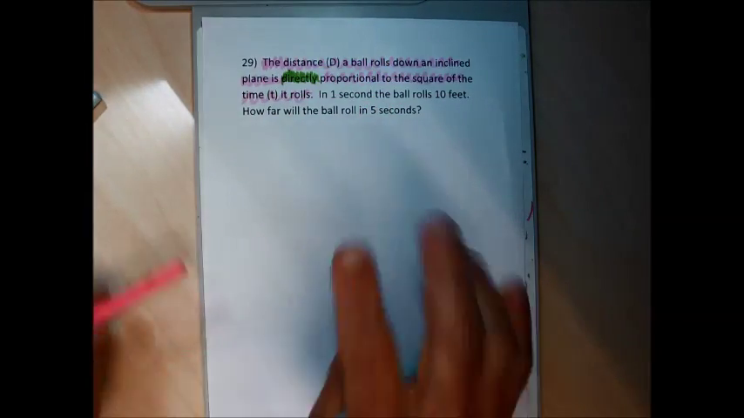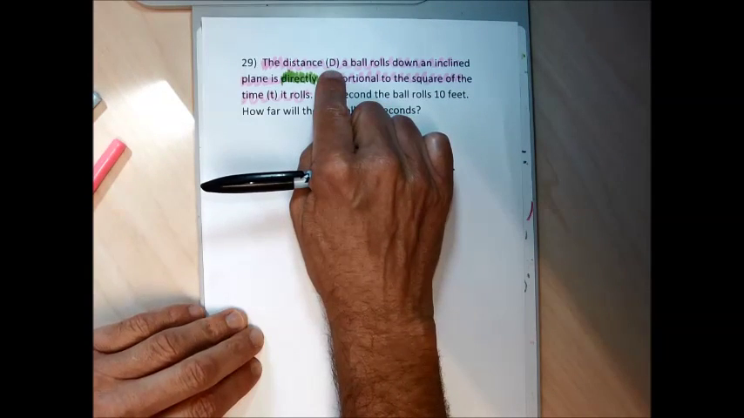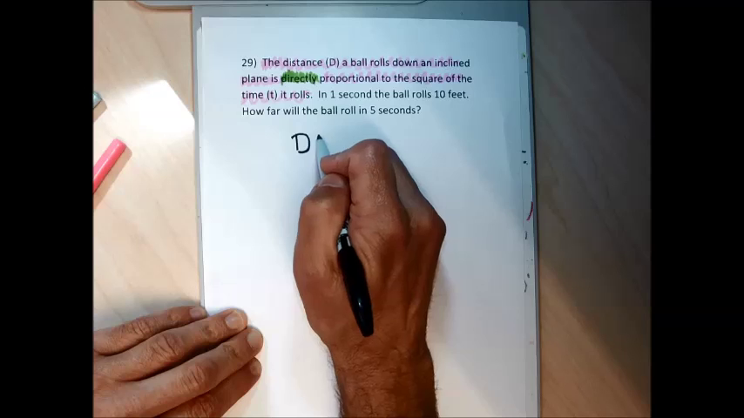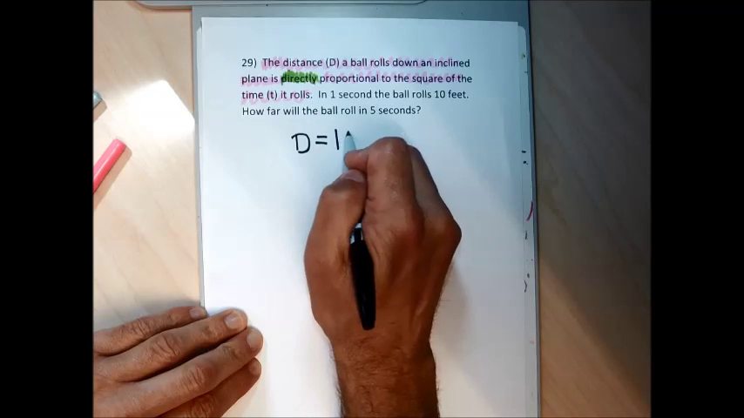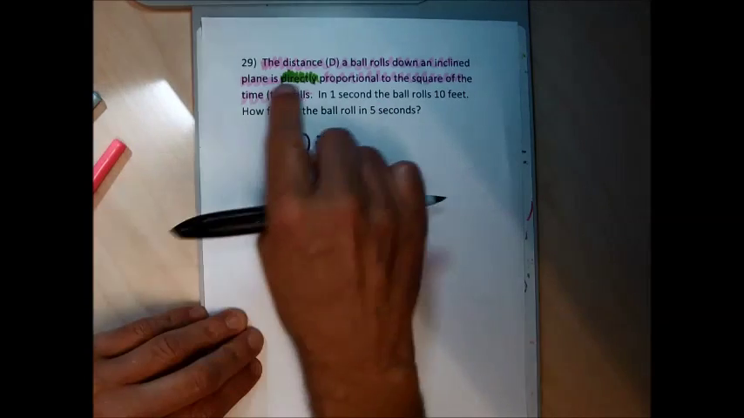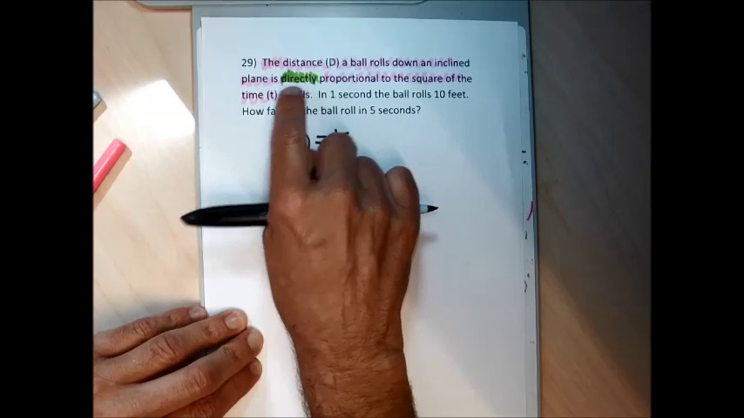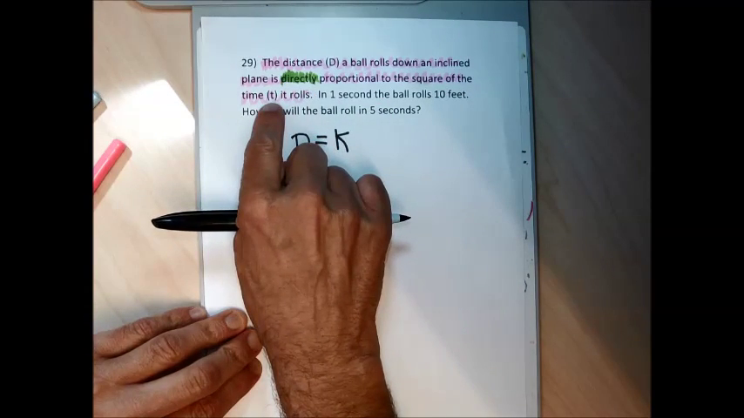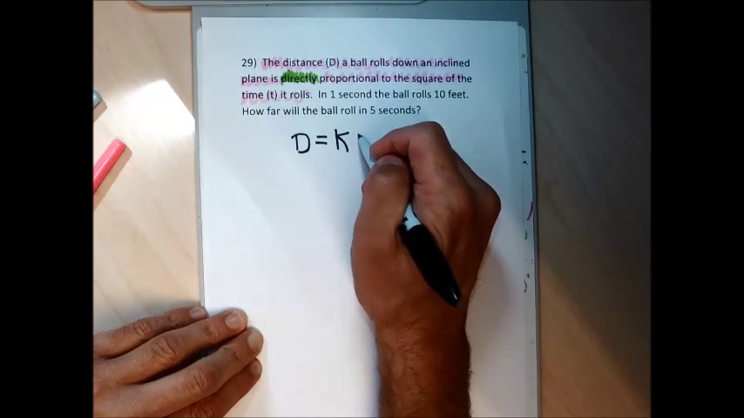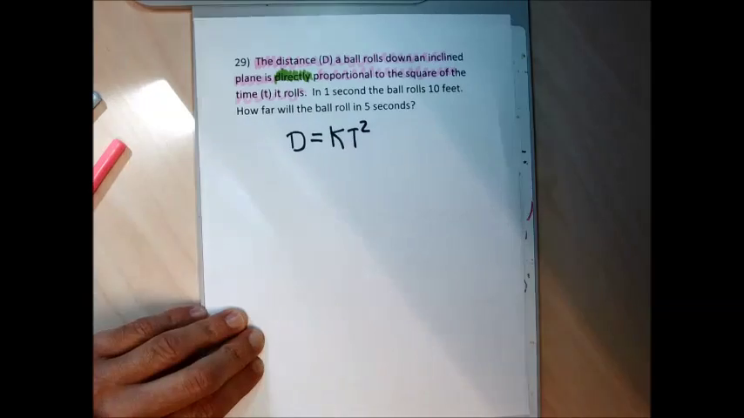Ugh. Well, the first letter I see is D. It stands for the distance that the ball rolls. I'm going to write my D first, followed by an equal sign, and then a k. I don't see inversely, so I don't get a fraction. After the word directly, and preceding the letter that stands for time, I see the square of the time. That tells me the time needs an exponent of 2.